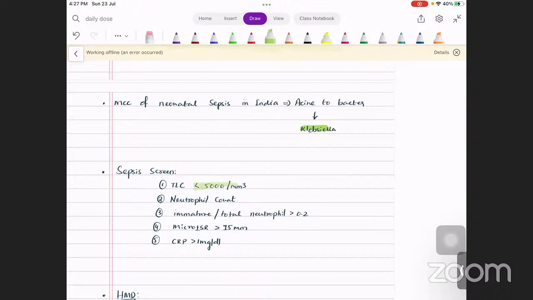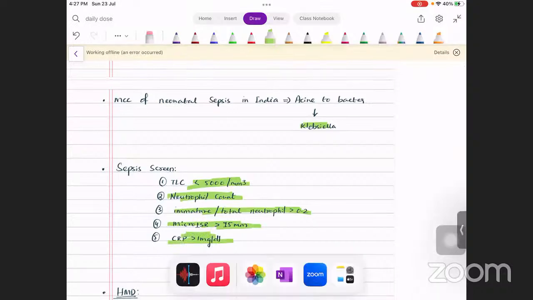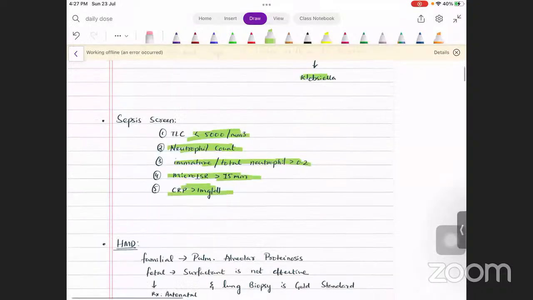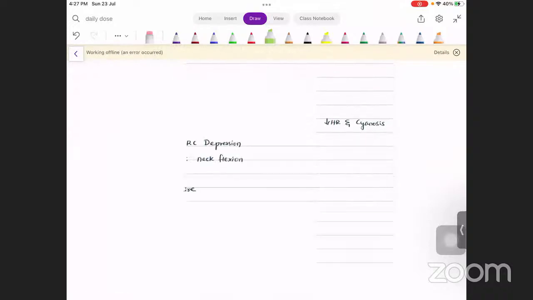Total leukocytic count of less than 5,000, immature to total neutrophil ratio of more than 0.2, micro-ESR of more than 15 mm, and CRP of more than 1 mg per dL. So elevated CRP, TLC, neutrophil count, and immature to total neutrophil ratio of 0.2 point to neonatal sepsis.